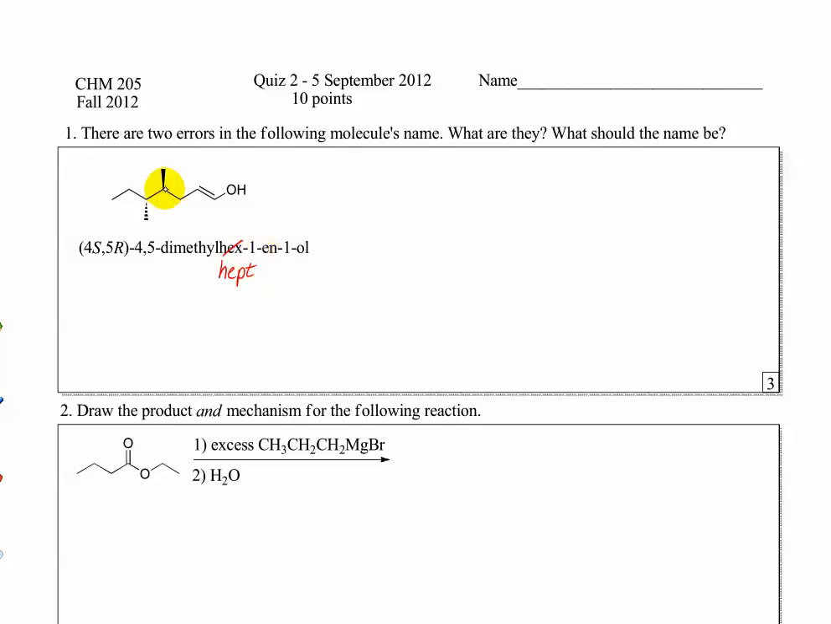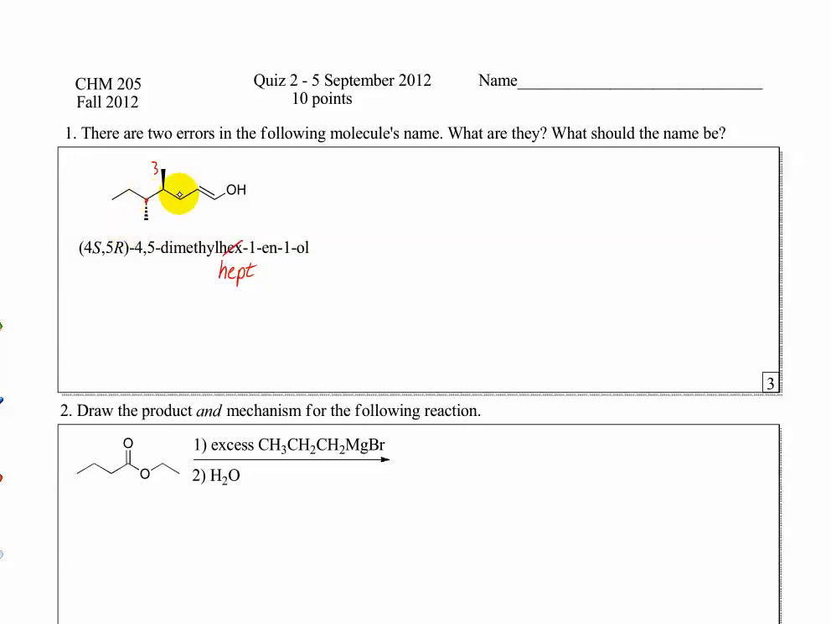So let's look at this one, which is number 4. When we rank those groups, obviously the hydrogen is fourth, and this is going to be the third priority group. So it's between these two. When you first glance at it, it seems like this should be the first priority, and this should be second priority. Why is that not true? That's right. You can't look at the whole groups. You have to look at each atom as it connects to that central one.